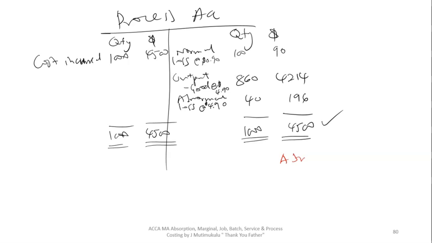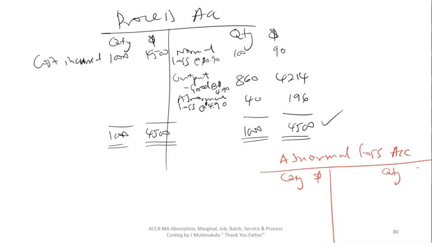So abnormal loss account. The abnormal loss or gain account for an abnormal loss situation looks like this. In this situation, we also have the units part, the dollar, the units, the dollar. So this account is going to be debited with the process account. From the information here, this information is going to just go straight to this point.